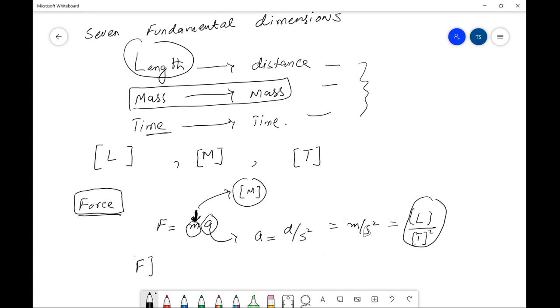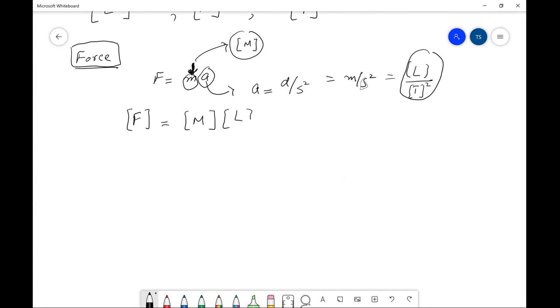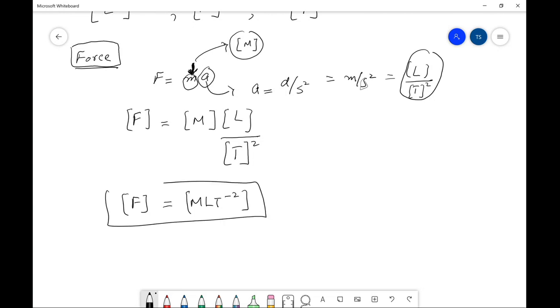F dimensional analysis will be m and l, m, l, divide t square, or in a simplest form you will write mlt minus 2, and you will combine the bracket. So that will be the dimensions of force.